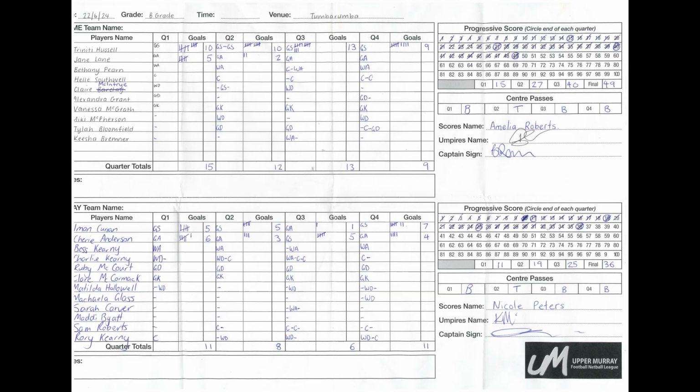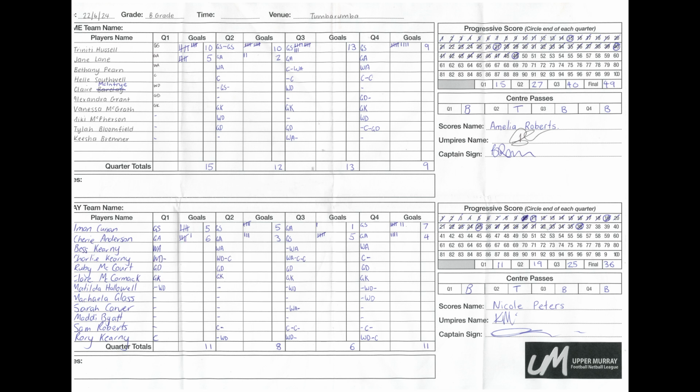Let's make every score sheet a great score sheet. Starting from the top, this score sheet has everything it needs. It has the date, the grade, the venue. The home team is in the right place on the top left. The away team then is on the bottom left. The players' names are all written well and very readable.